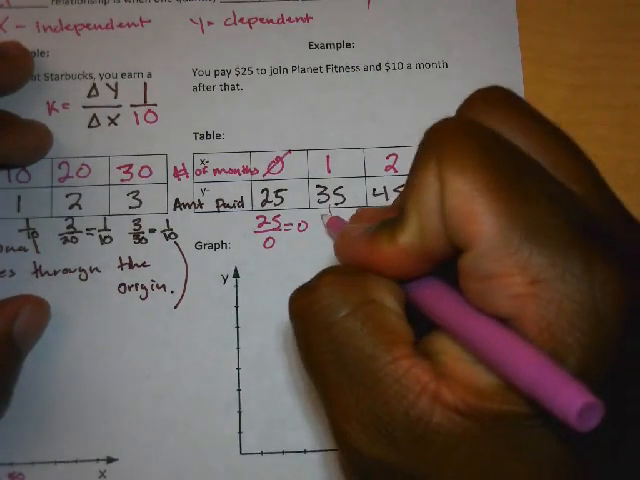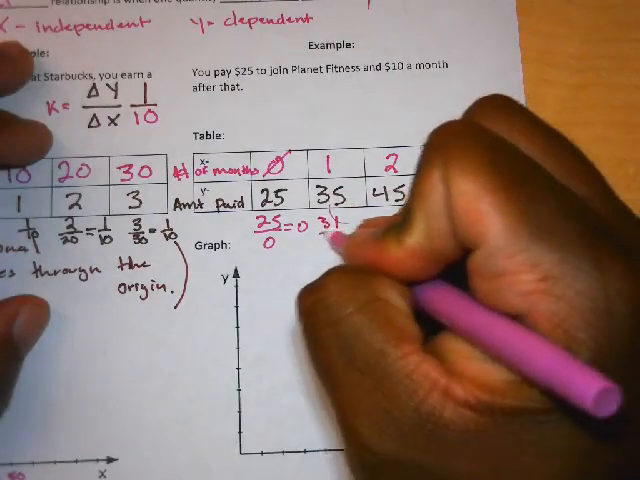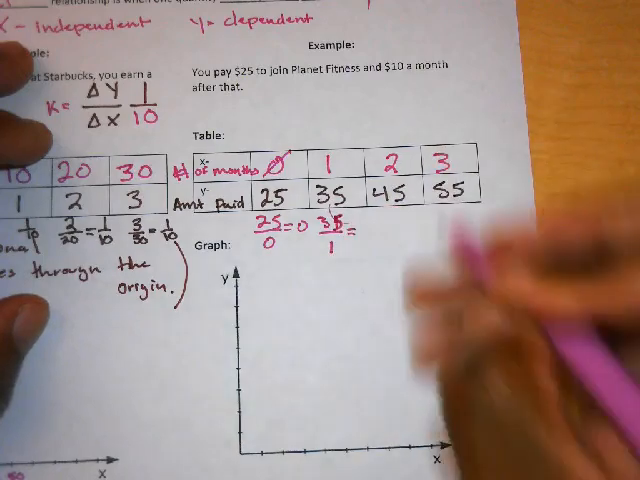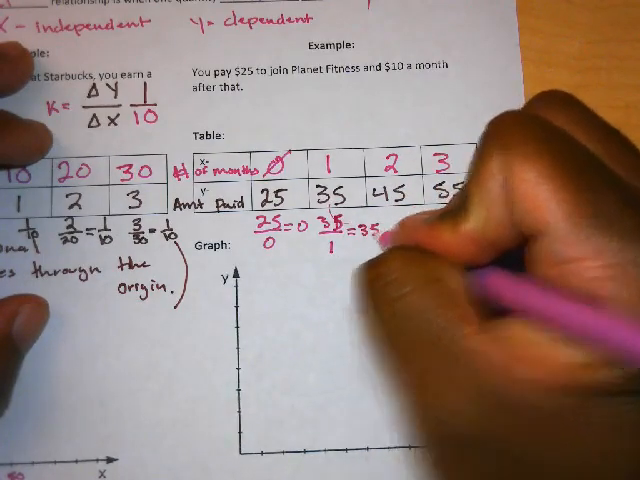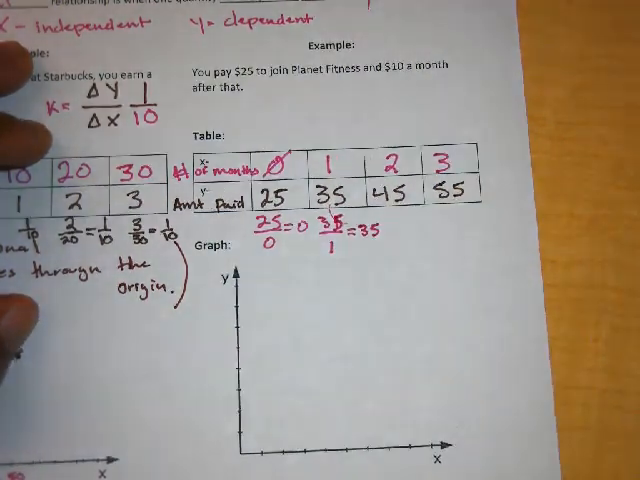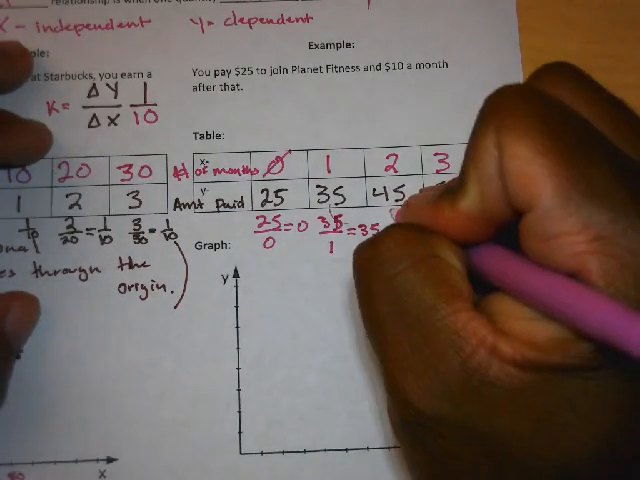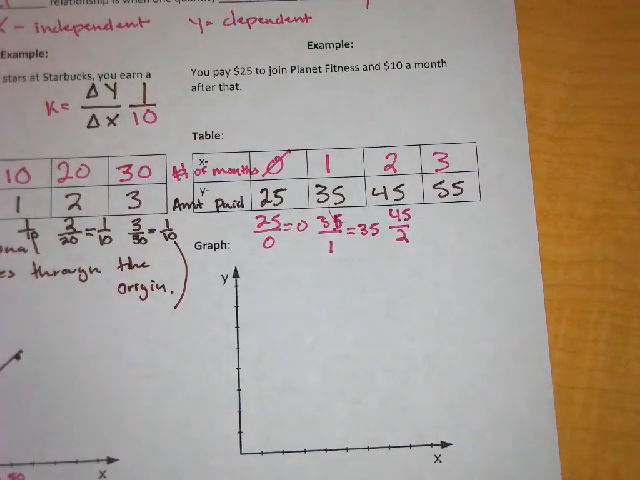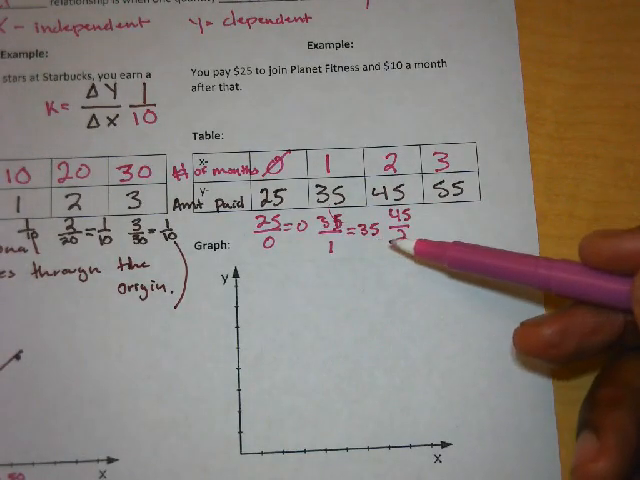Take this one, 35 y over x, 35 over 1. 35 over 1, that equals 35. That's not the same as the first number. 45 over 2, that's not going to equal 0. It's not going to equal 35. It's going to be a different number.